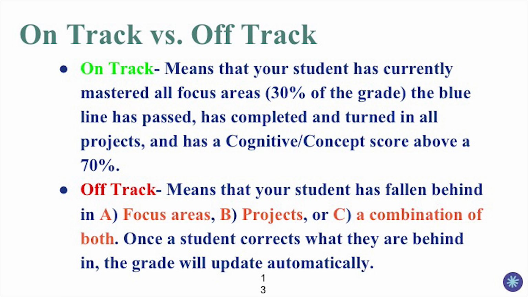On track versus off track. On track means that your student has currently mastered all of the focus areas, which is our content, that has currently passed the blue line. So our blue line is our pacing bar. And we always try to say, the blue line should catch up to you, you should not be catching up to the blue line. But we also know that everybody works at their own pace. And so the expectation is that as long as you finish these focus areas, you are on track.